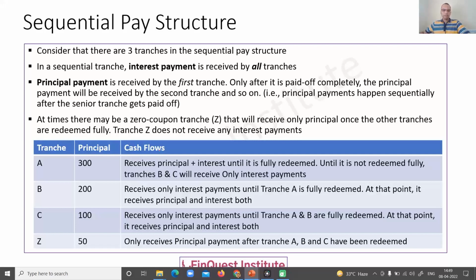Now, to understand the cash flow structure, if we focus on tranche A, then tranche A will receive the principal and interest until it is fully redeemed. Until the full principal of 300 is redeemed for tranche A, tranche B and C will receive only interest payments. So this is exactly in line with these two points which we have mentioned about interest and principal.